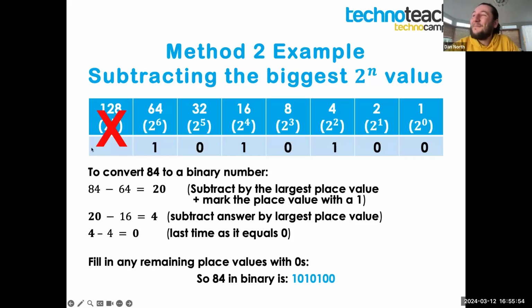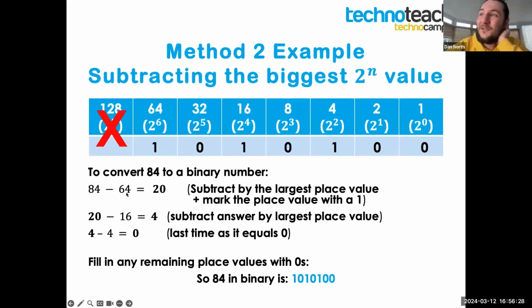But this is the one that I personally would prefer for binary, where you've got all your columns, and you know what each column is worth. It's super easy for binary to know what each column is worth. So just try subtracting those columns, and each time you can subtract it, put a 1 in the column, and go through them one at a time to get your number. I hope that was clear because I went on a bit of a tangent.